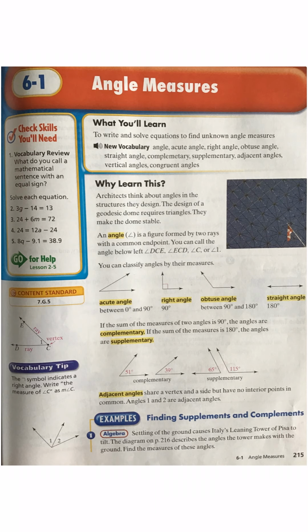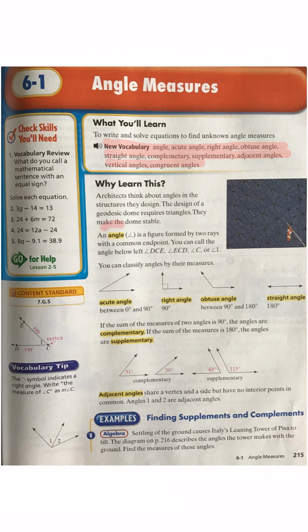So the first thing we need to know is some of our vocabulary. New vocabulary words that we will be looking at today are angle, acute angle, right angle, obtuse angle, straight angle, complementary, supplementary, adjacent angles, vertical angles, and congruent angles. So let's start with what an angle is.